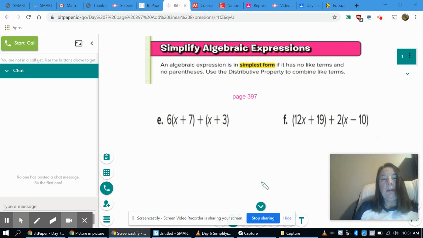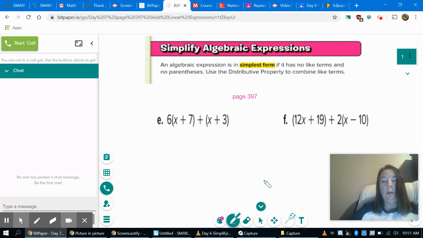I had an email about when to use the distributive property with simplifying algebraic expressions. So I wanted to answer that. So I'm back on BitPaper using Castify.